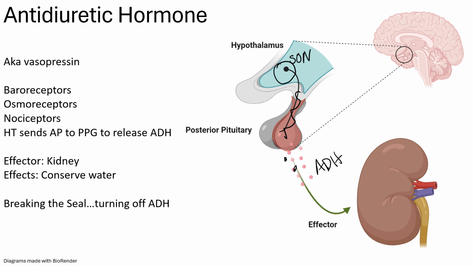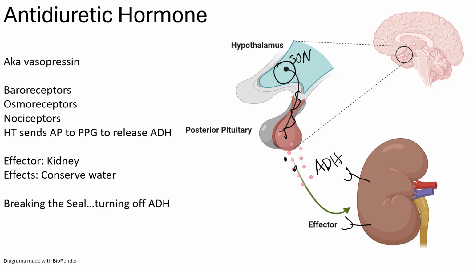We know that's not the end of the story, right? Because ADH doesn't actually do anything. It's just a chemical messenger. So ADH circulates throughout the bloodstream, targeting only specific organs that have the receptors. In this case, the only organ that has receptors for ADH is the kidney. In fact, it's not just the kidney, but we'll leave it at that right now. But there are specific cells within the kidney that have ADH receptors.